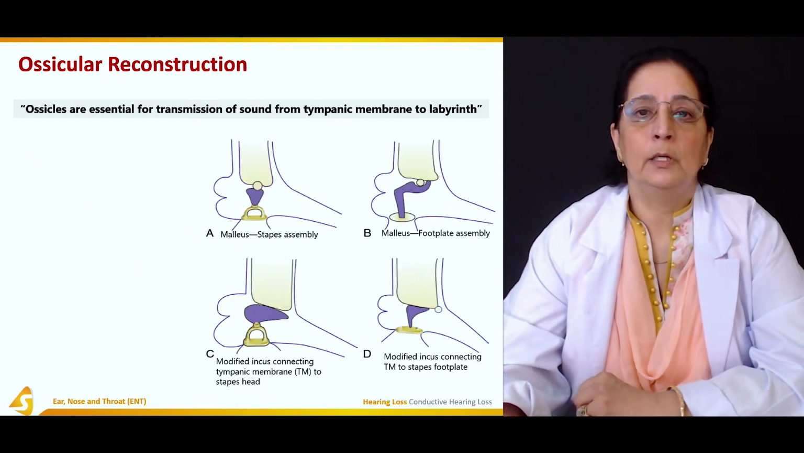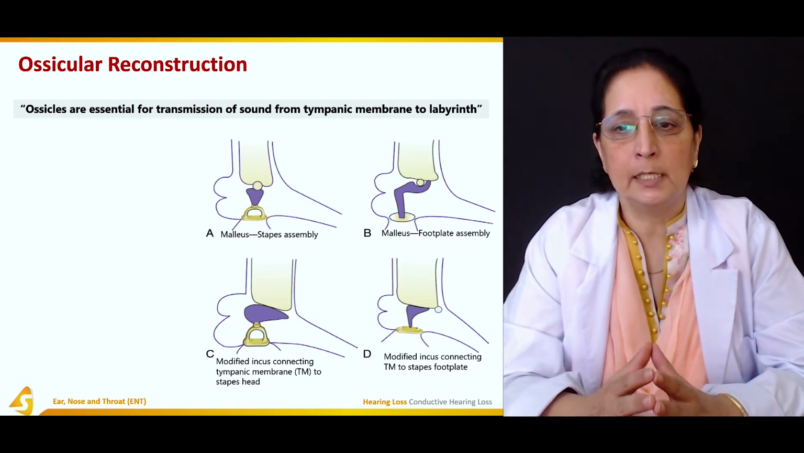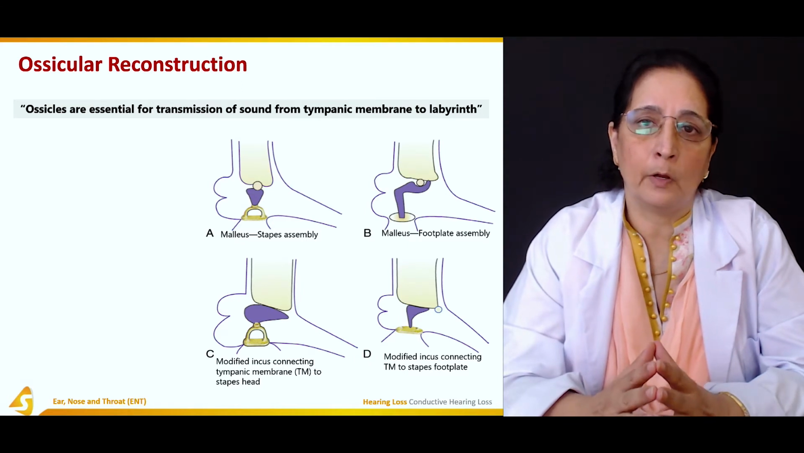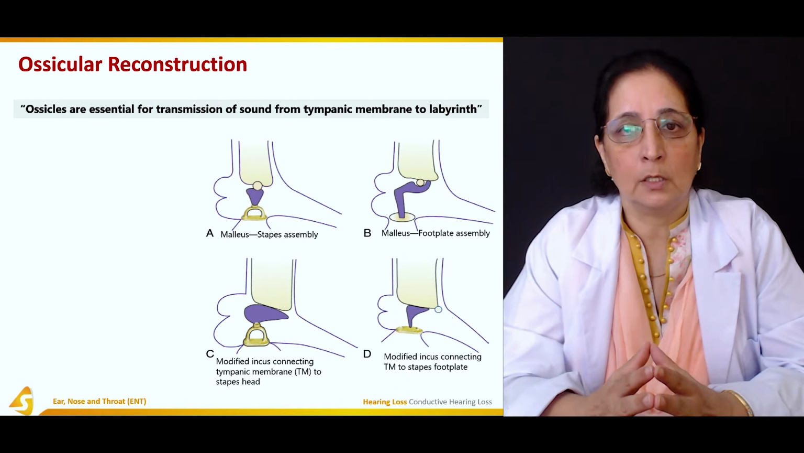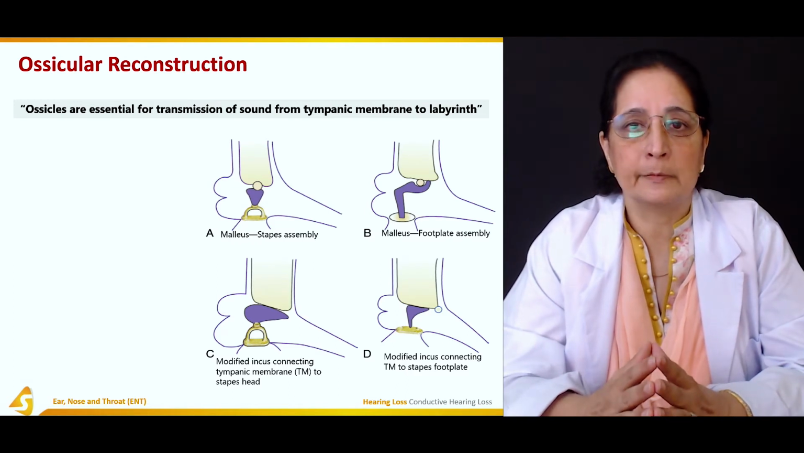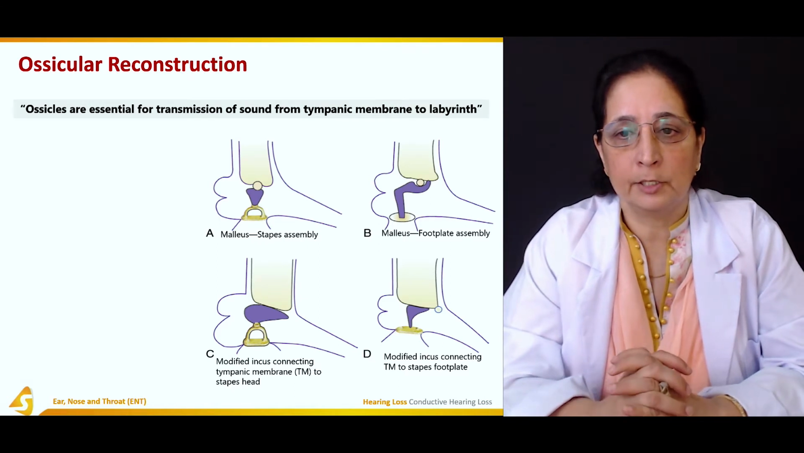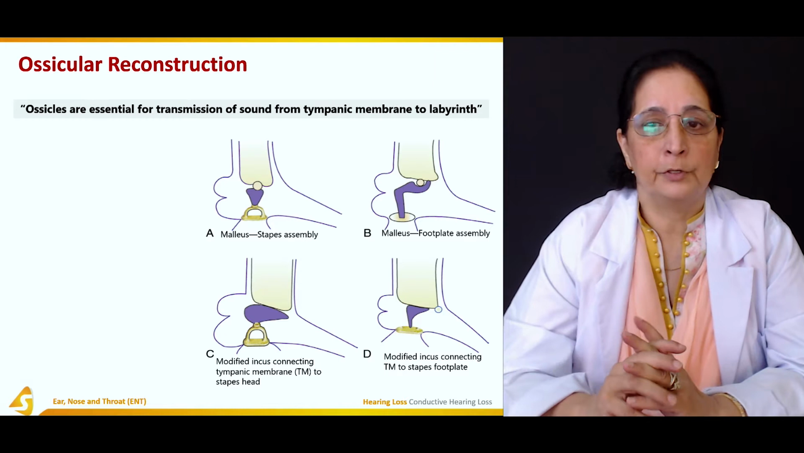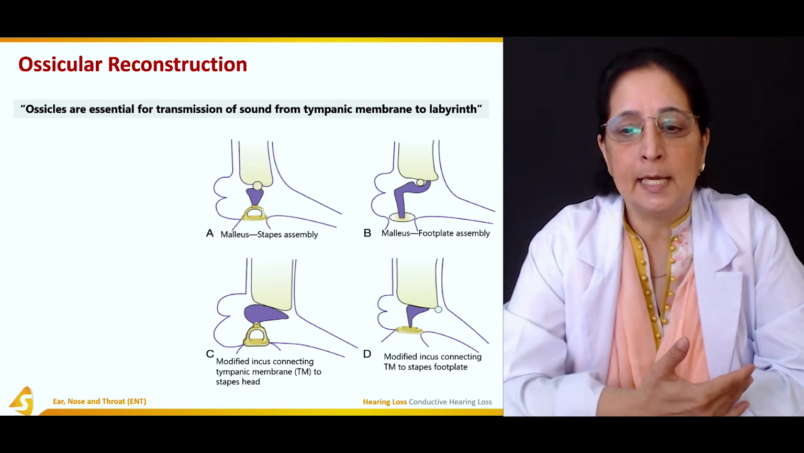Next, ossicular reconstruction. Ossicles are the three bones in the middle ear. Their proper function is important for the transmission of sound waves. Without the ossicles, sound is not transmitted to the inner ear. So ossicular reconstruction is important to reach the sound from the tympanic membrane to the labyrinth. Labyrinth is the inner ear.